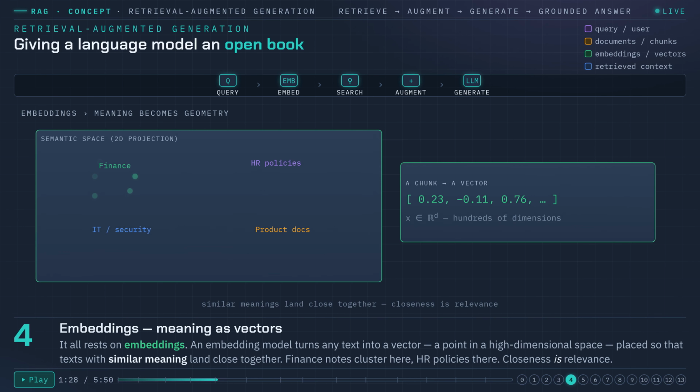Everything rests on embedding. An embedding model takes any piece of text and turns it into a vector, a single point in a space with hundreds of dimensions, positioned so that text with similar meanings land close together. Finance notes cluster in one region, HR policies in another. In this space, closeness literally means relevance.